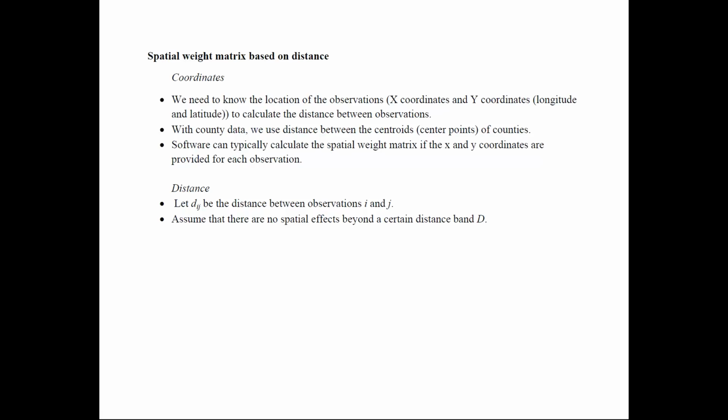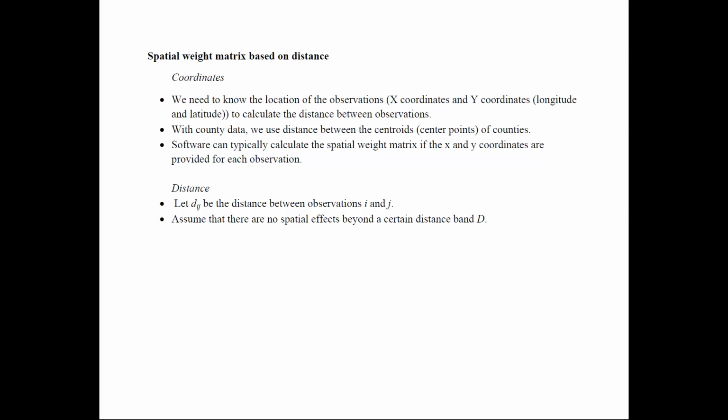One thing that is typically done here is that with county level data, we can use the distance between the centroids, or the center points, of the counties. Imagine a county is like a blob like that, with a center in the middle, and we calculate distances from this centroid to the centroids of other counties. If two counties are close to each other, their distance would be a lot smaller than two counties on opposite sides of the state. Different software packages can typically calculate these spatial weight matrices if the x and y coordinates are provided for each observation.